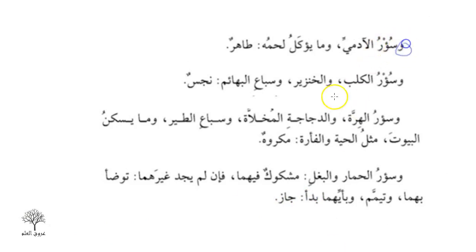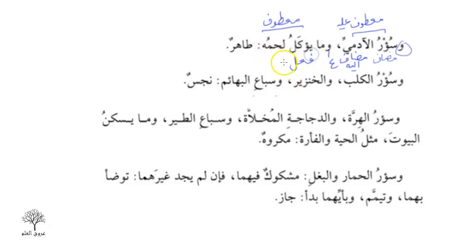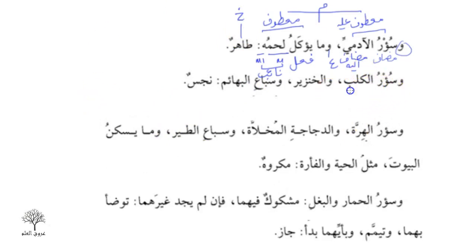Okay, next let's do a tarkeeb. Let me know if the detailed tarkeeb is too much for you guys, and I'll cut it down. So su'r is mudaf, and adami is mudaf ilayhi. The mudaf and the mudaf ilayhi become the ma'tuf alayhi, and the waw is the ataf. Then you've got ma yu'kal lahmuhu. The ma is mawsul. Yu'kal is fi'l, and lahmuhu, mudaf and mudaf ilayh, becomes the naib fa'il of yu'kal. All that becomes sila of ma. That becomes ma'tuf alayh, mubtada. Tahir is the khabar.